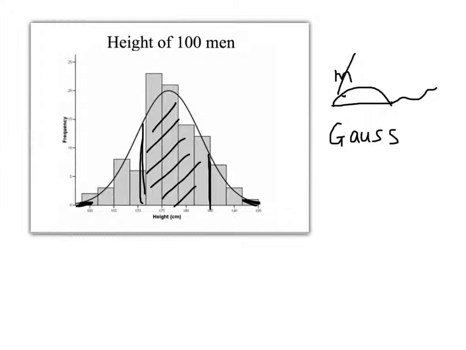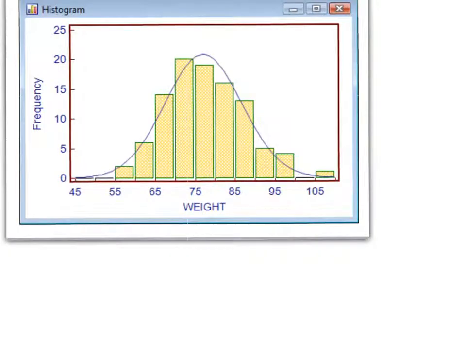bell-shaped curve is true for many, many things, mostly natural statistics that you find. This is weight, say the weight of year 9 students, or year 10 or 12 students. You'll find in the middle that most students weigh between 65 and 90, but there are a few on each end who weigh a little bit more or a little bit less.